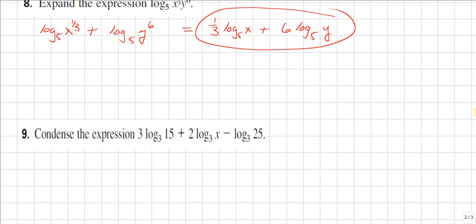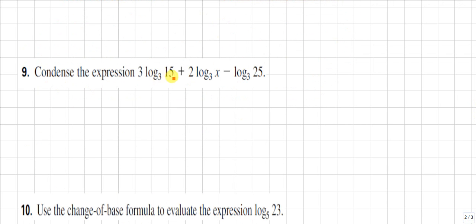The next one asks me to condense them. So I have 3 logarithms, 2 are added and 1 is subtracted. The first thing to do is bring the exponents in. Anything that's multiplied in front of the log will be an exponent. So I'm going to take the first one, 3 log base 3 of 15, and change that to log base 3 of 15 cubed. That would be plus log base 3 of x squared, the 2 moves to the exponent. And then minus log base 3 of 25.